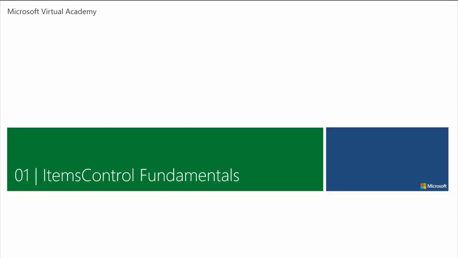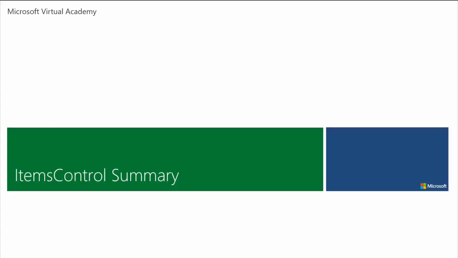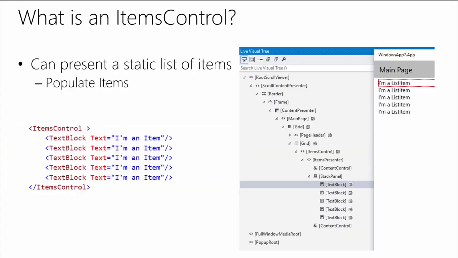Perfect. Let's start off with the fundamentals of the items control, which we know is the base of all the repeaters inside XAML. So, what is an items control? Well, it's a good place to start. There are a number of different iterations of an items control within the XAML framework, but at its basis, it presents a list of items, kind of self-evident in the title.